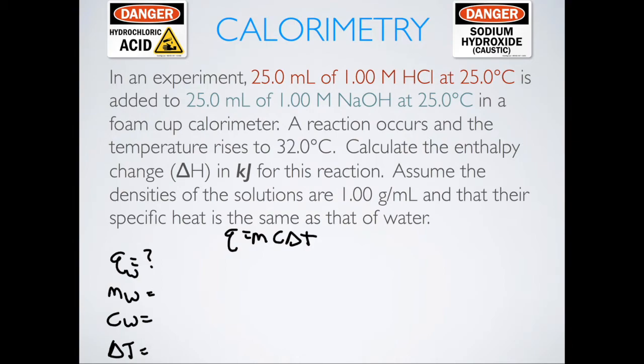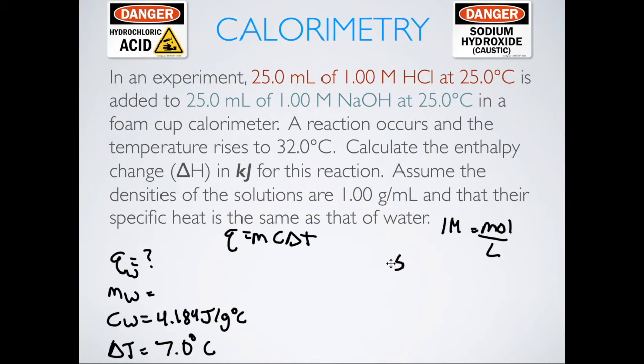When I subtract the two water temperatures, I end up with a positive 7.0 degrees Celsius. The specific heat is 4.184 joules per gram degree Celsius. The mass of water in this problem is a little tricky. It says that I have 25 milliliters of 1 molar acid. What this really means is that I have 25 milliliters of water with a certain amount of moles of acid in there. So molarity stands for moles per liter. So I'm going to assume that these two are really just 25 milliliters each of water. I'm going to mix them together, and they had other stuff in them. They also had HCl and NaOH.